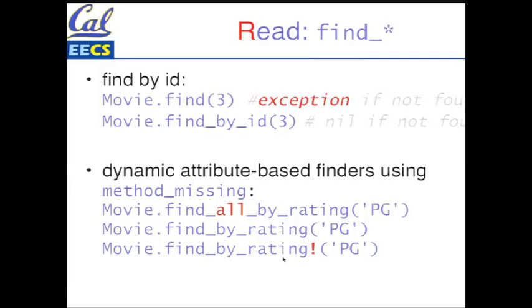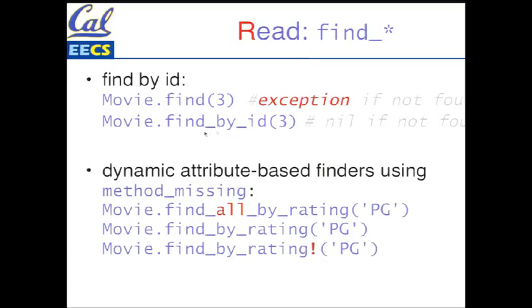Why is it find by ID and find instead of find by ID and find by ID bang? So the question is, why does the dangerous and not dangerous convention not match these? Here's the way to think about it. Find without any other decoration is its own method, and it is a method that is defined to be dangerous. Like, don't use it unless you really know what you're doing and you're prepared to catch all the exceptions.